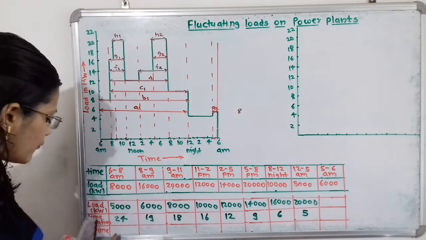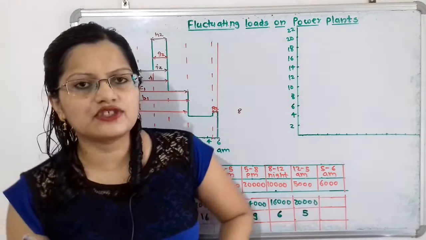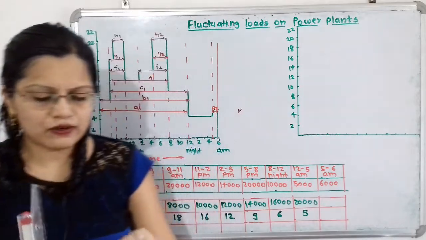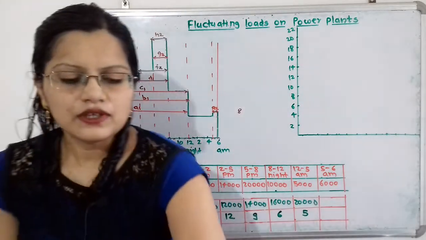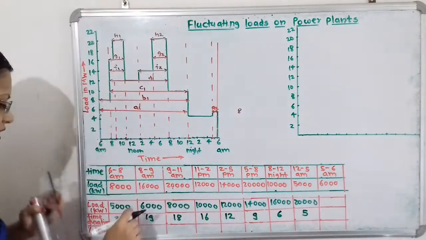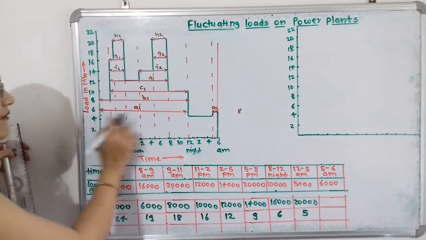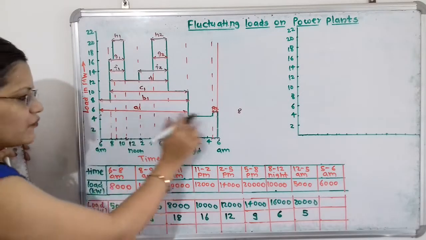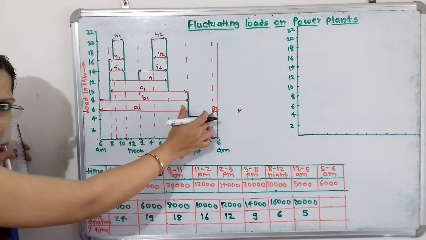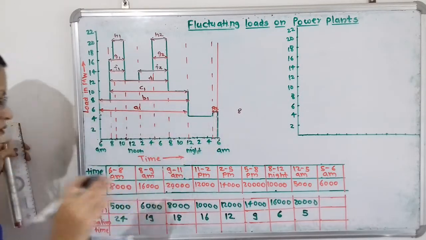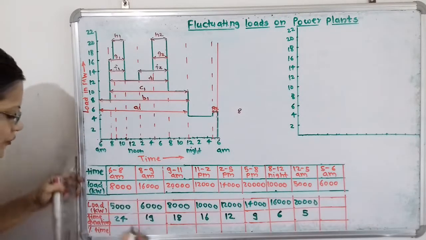Now we will move to the calculation of percentage of time. So how to calculate the percentage of time? If we observe, out of 24 hours, this 5000 kilowatt load or 5 megawatt load is present for all this duration, that is all this 24 hours. So here percentage of time is 100%.